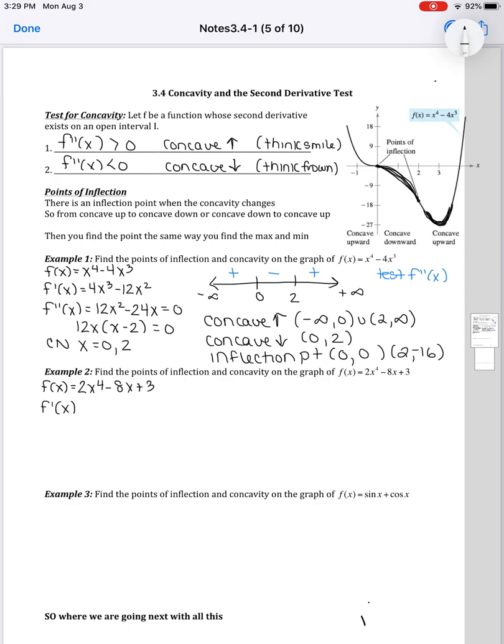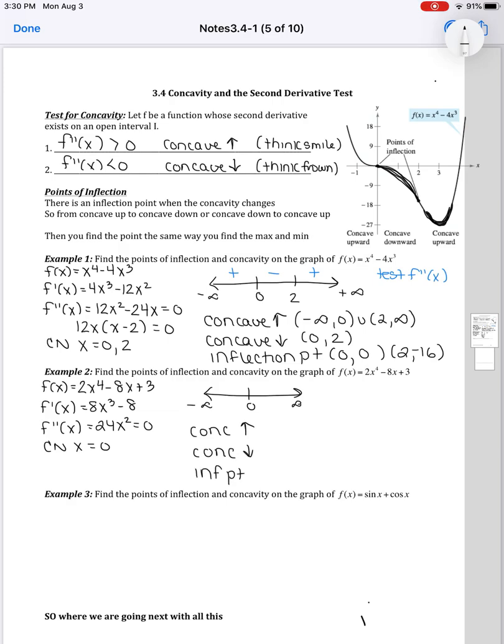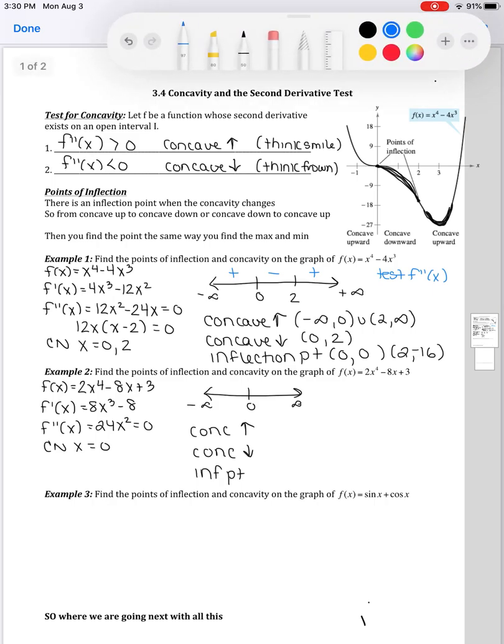All right, let's try another one. So we've got our original function here, 2x to the fourth minus 8x plus 3. First derivative, 8x to the third minus 8. Second derivative, 24x squared minus 0. So done. Set this equal to 0 and you get one critical number at 0. That critical number goes on our number line. And you can even abbreviate. You don't need to write the whole thing out.